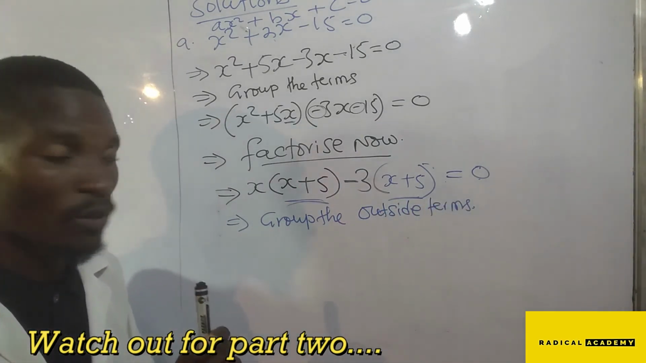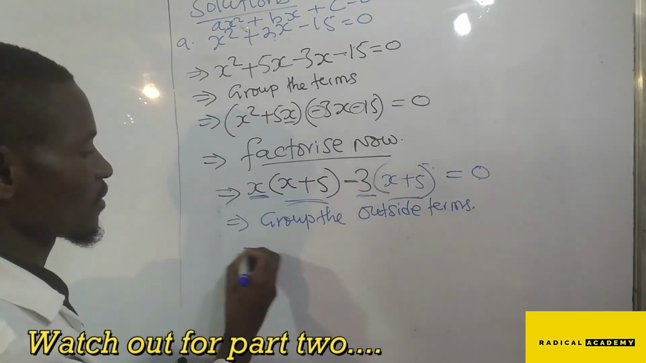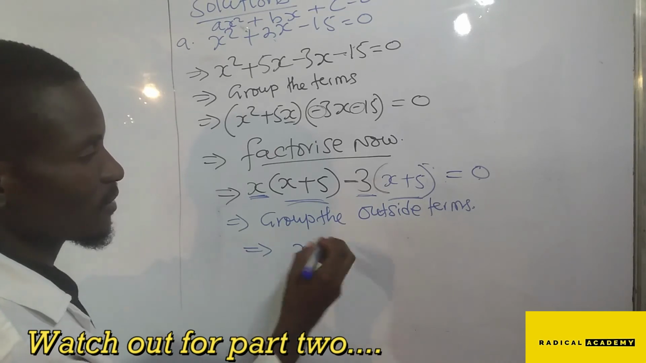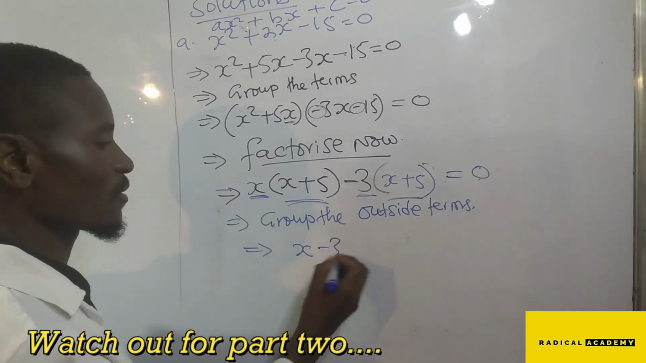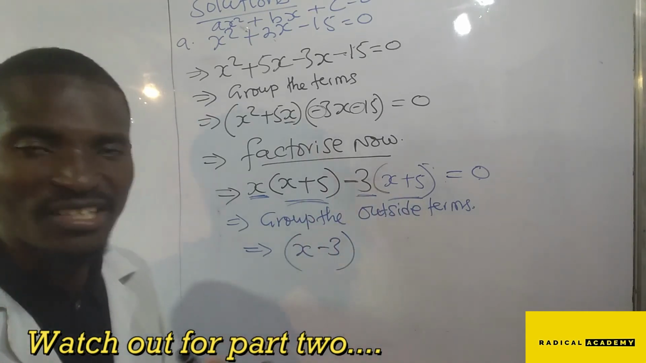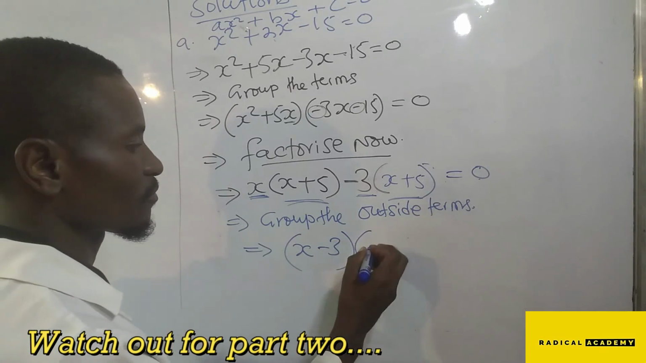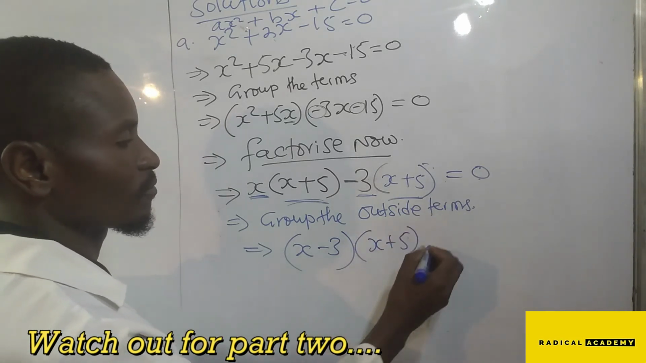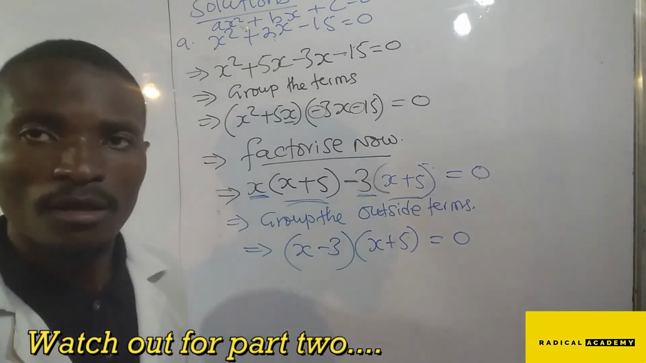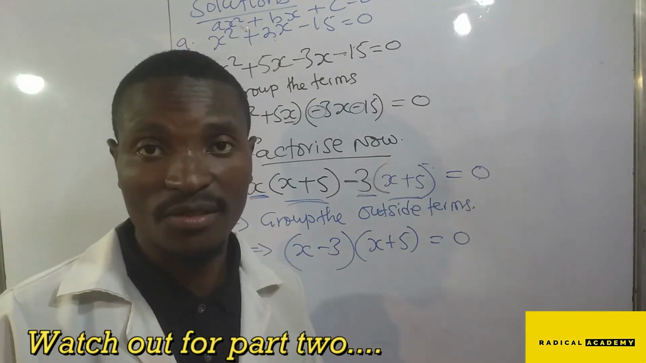Now we are going to get what is outside and what is also outside. So this is going to be x, and this is minus 3. And since this bracket and this bracket are just the same, what you're supposed to do is just pick one. Now finally, we have to find the value of x.